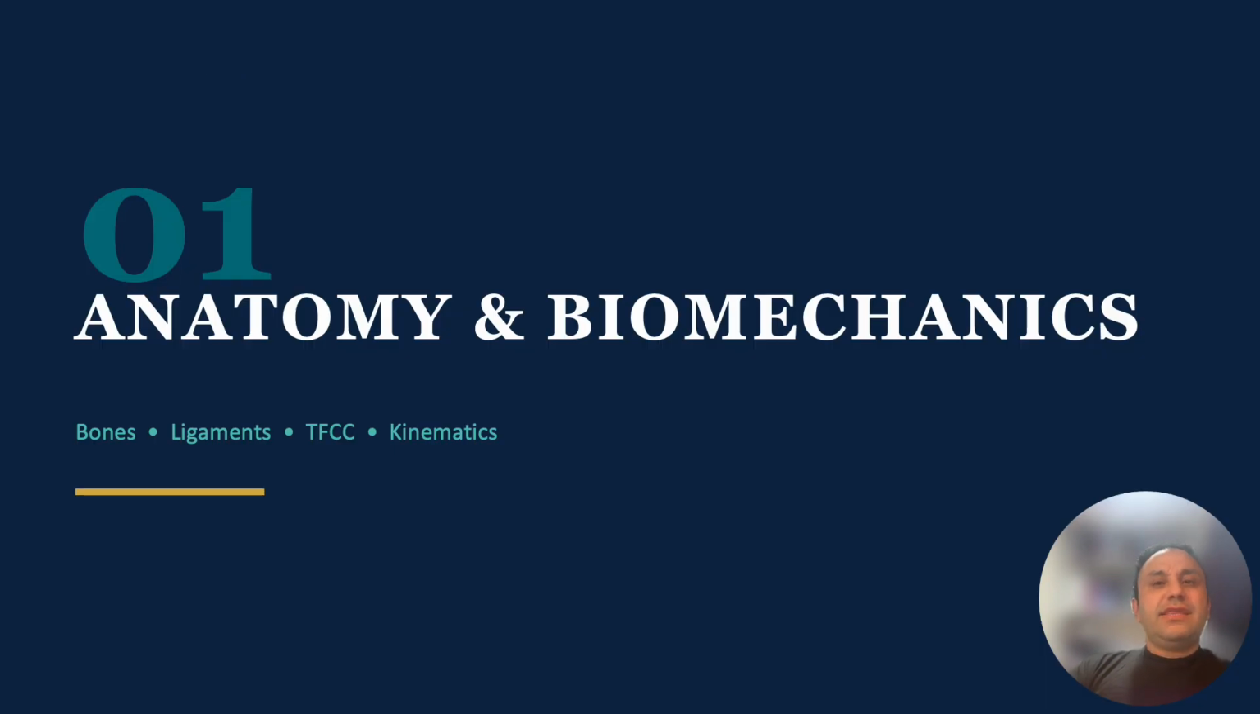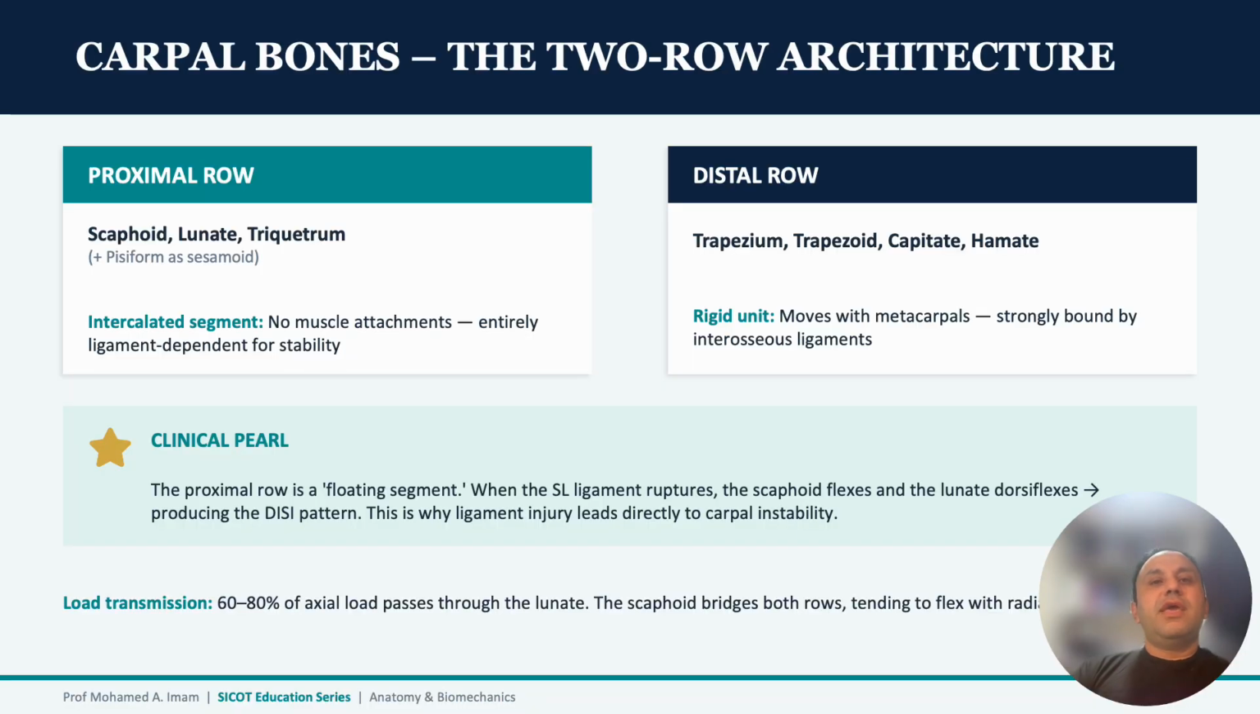Understanding wrist anatomy is essential before addressing instability, because the wrist is a complex linkage system involving 8 carpal bones, multiple ligaments, as well as other structures. The carpal bones are arranged in 2 rows. Proximal row: the scaphoid, which bridges both rows, is the most commonly fractured carpal bone, a nasty bone to fix and heal, with oblique orientation, which means that it flexes with radial deviation.